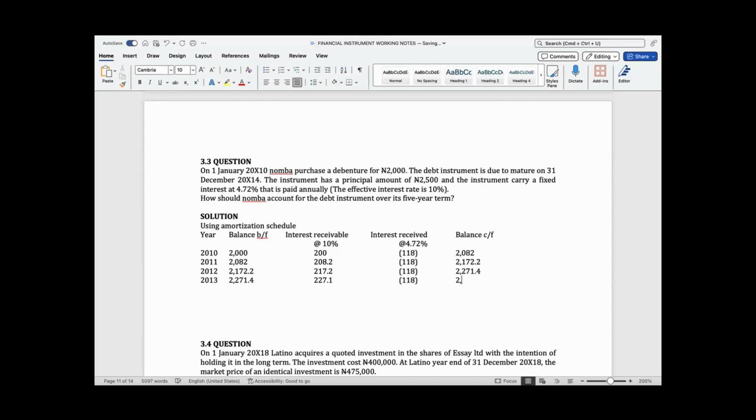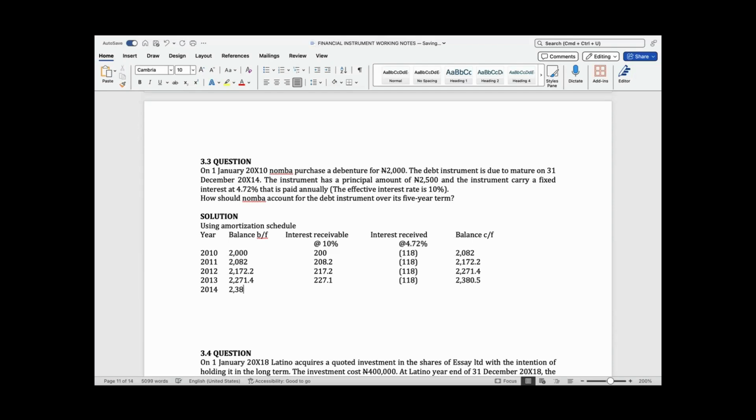$2,380.5. What's 10% of that? What's the balancing figure? 2,500. 2,500.